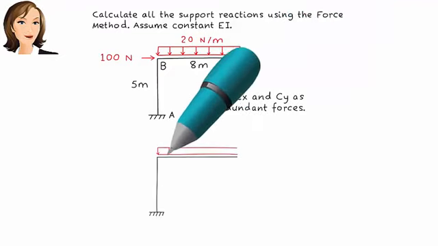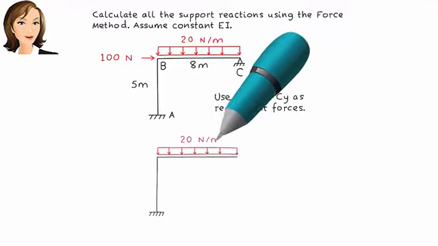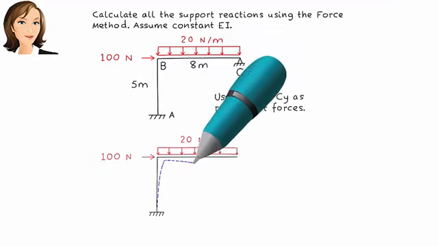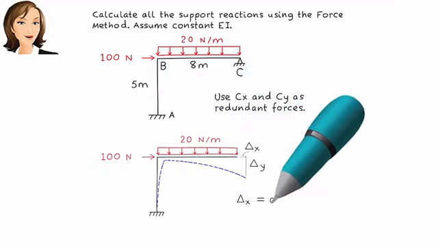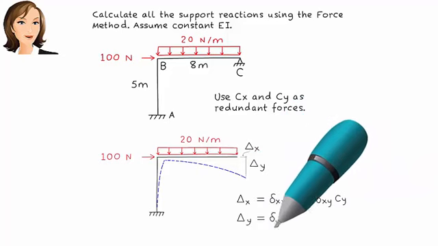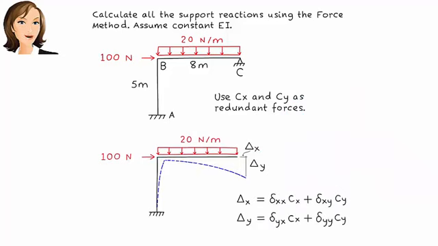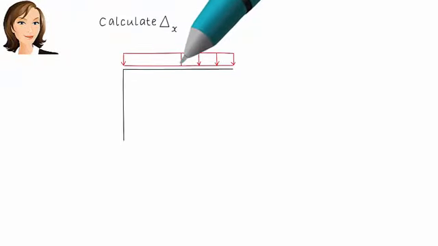After removing the redundant forces, the frame is going to deform like this. We can refer to the horizontal displacement at C as delta x and call vertical displacement at C delta y. Then we can write the compatibility equations this way. Now we need to calculate these displacements. Here is how we calculate delta x.